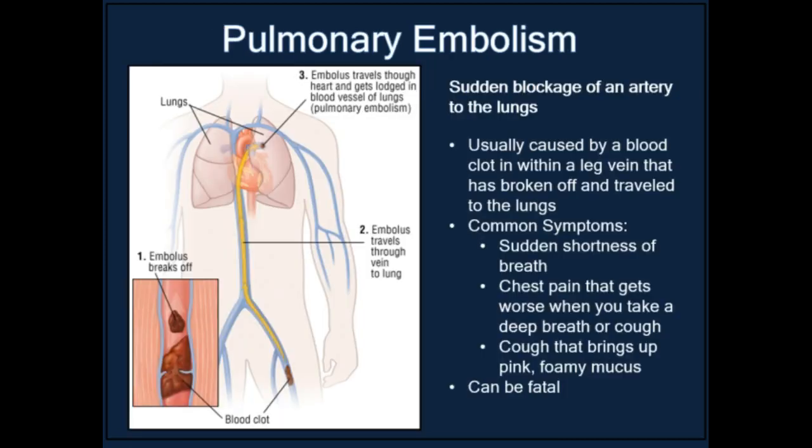Pulmonary embolism is a sudden blockage of an artery to the lungs and is usually caused by a blood clot within a leg vein that has broken off and traveled to the lungs. Common symptoms include sudden shortness of breath, chest pain that gets worse when you take a deep breath or cough, and a cough that brings up a pink foamy mucus. Pulmonary embolism may be fatal.